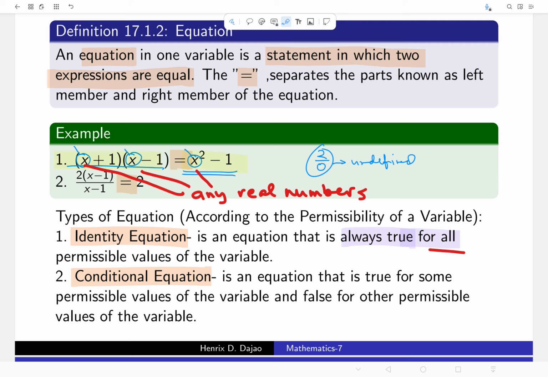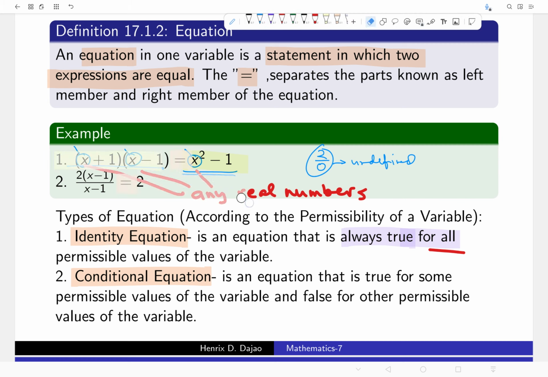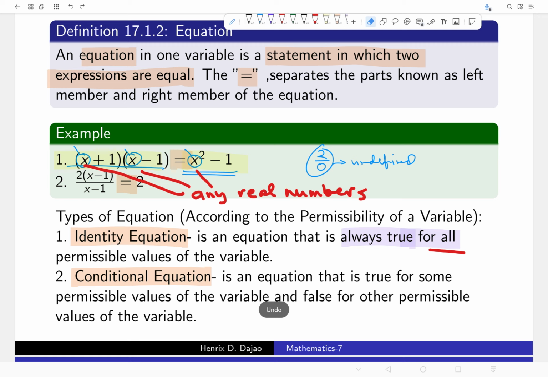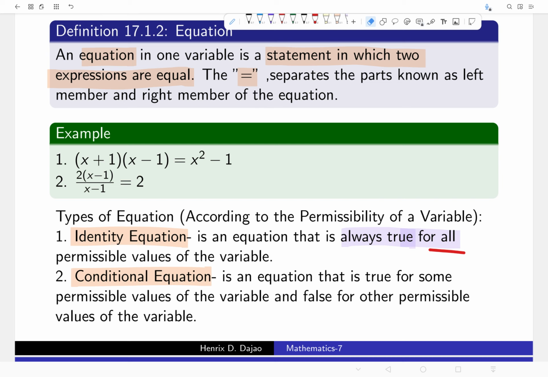Another example of an identity equation is this number 2. For number 2, we have this one: 2 times the quantity x minus 1, over x minus 1, is equal to 2.